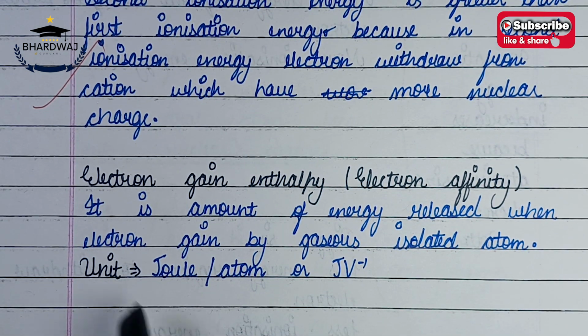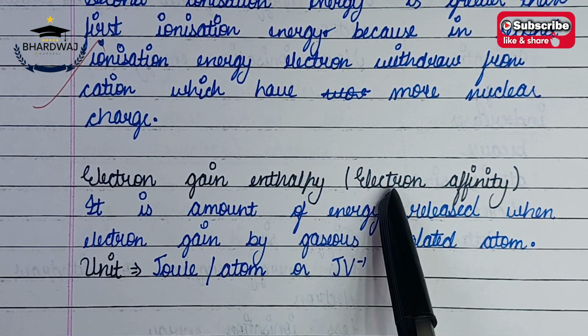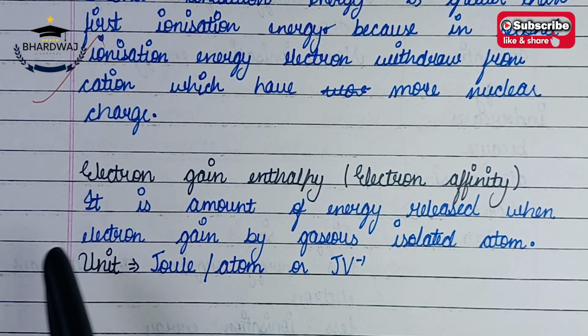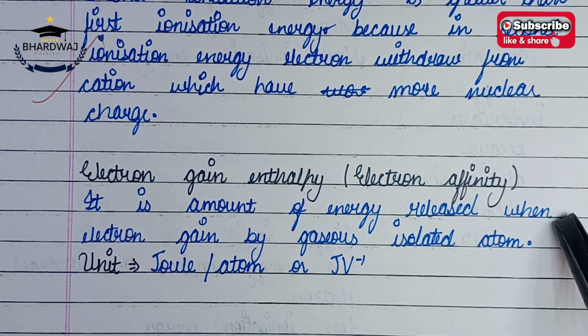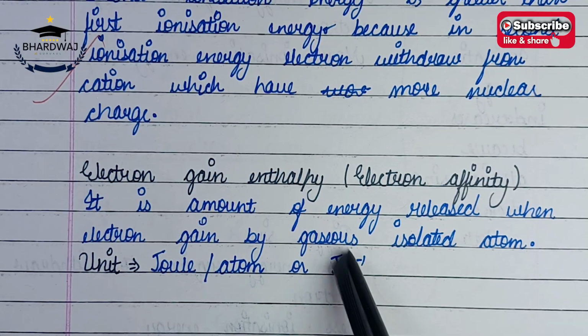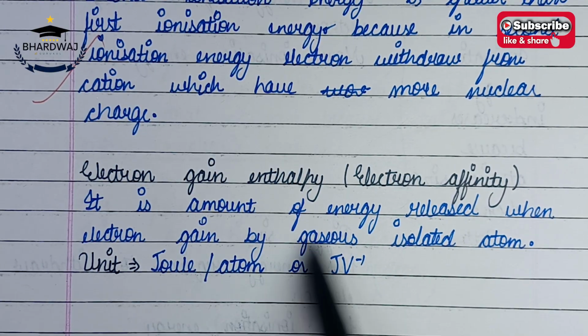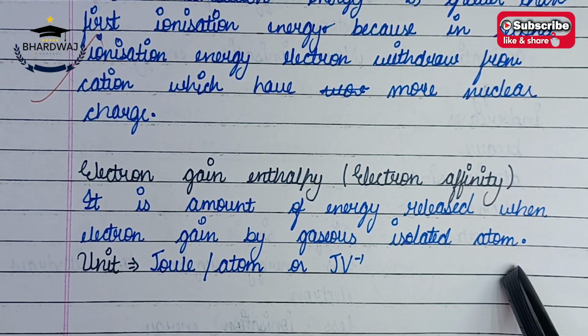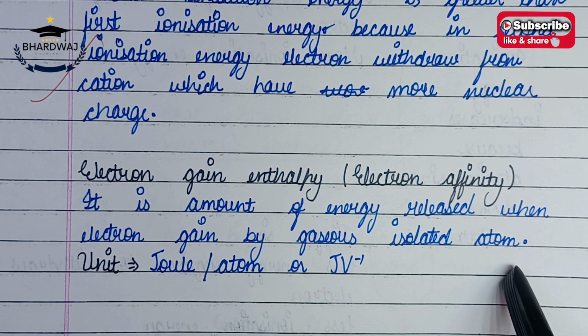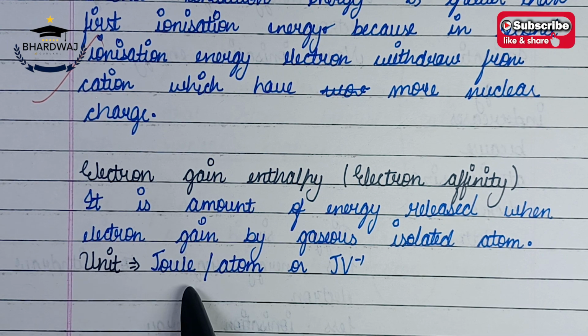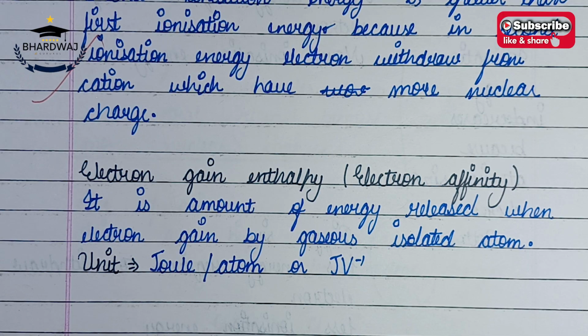Now let's talk about electron gain enthalpy or electron affinity. It is the amount of energy released when an electron is gained by a gaseous isolated atom. Gaseous isolated atom is the keyword. Electron gain enthalpy and ionization energy are opposite to each other, but they have the same unit, that is joule per atom, and the same symbol.